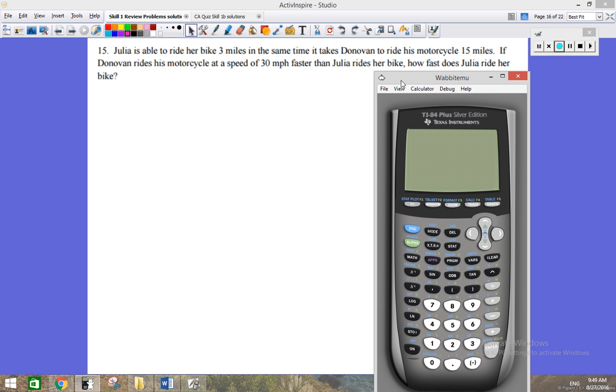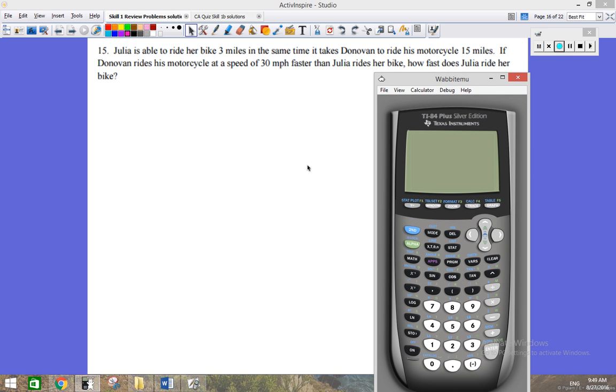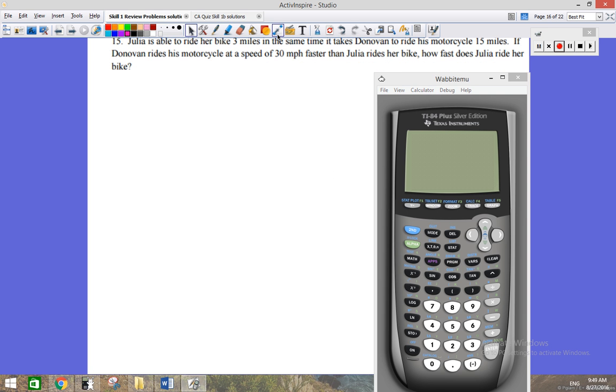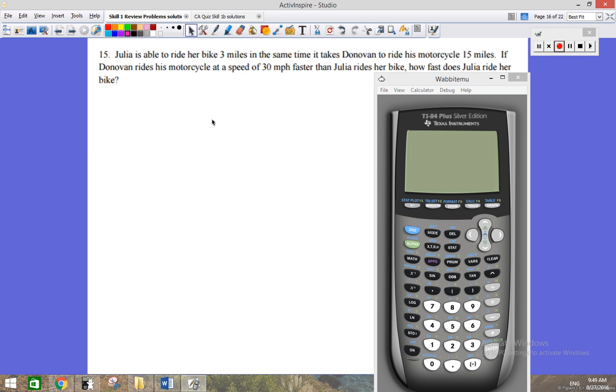So here we have one of our distance problems. Julia is able to ride her bike 3 miles in the same time. So when I see that it says same time, that's what I'm drawn towards. I have that the time that Julia is riding her bike is equivalent to the time that Donovan is riding his motorcycle. Okay.